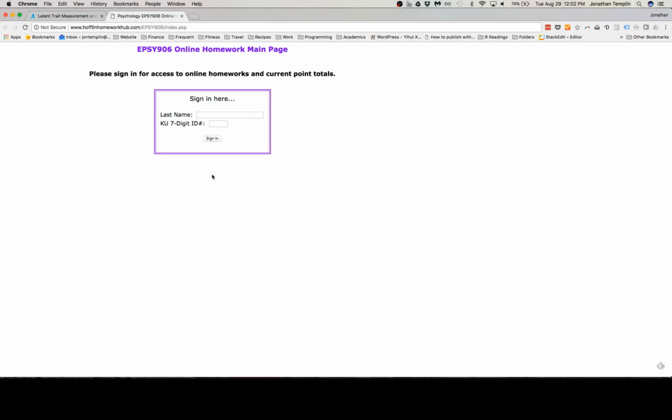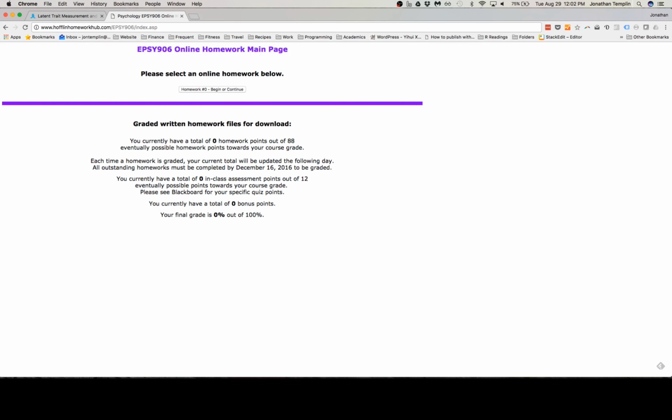It asks you to sign in with your last name, so I can do that here. Oh, there we go. And your 7-digit KU ID number. That should be the number that's on your KU card. It's the one that I find in Enroll-in tags. And when you do that, it takes you into the homework system. On the homework system is where you'll be able to find your grades for the class. When things are graded, it's there.